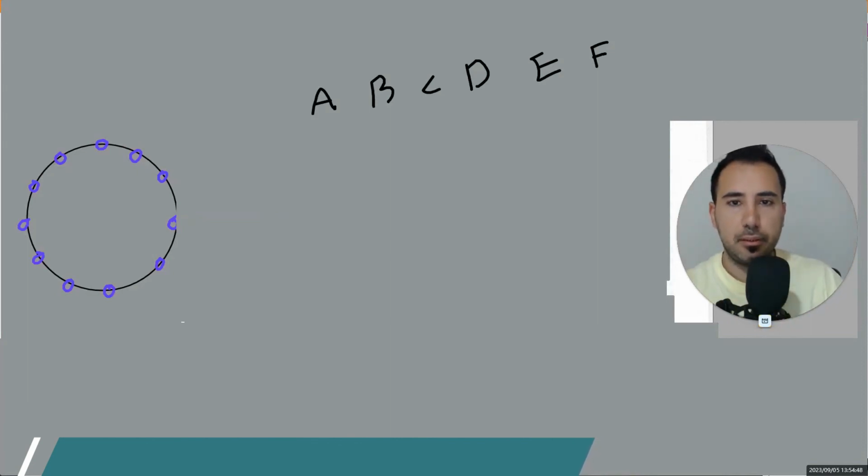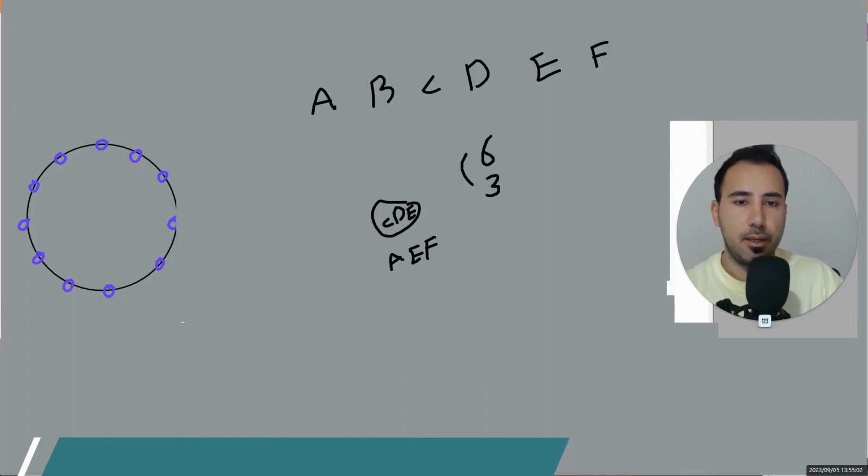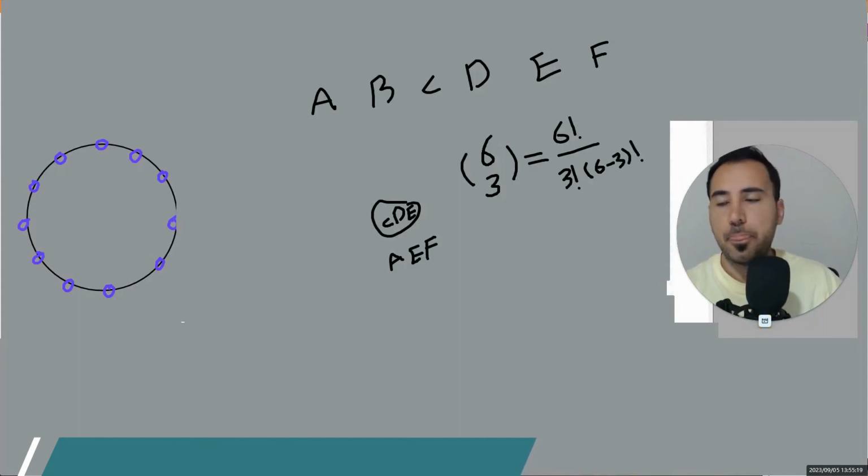So you could just pick, for example, CD. You could pick AEF. How many ways can you do that? It will be a combination of 6 and 3, and how we calculate it is 6 factorial divided by 3 factorial, and then the last one, 6 minus 3 factorial. You need to know this in order to understand my explanation. That's it. Now let's begin.